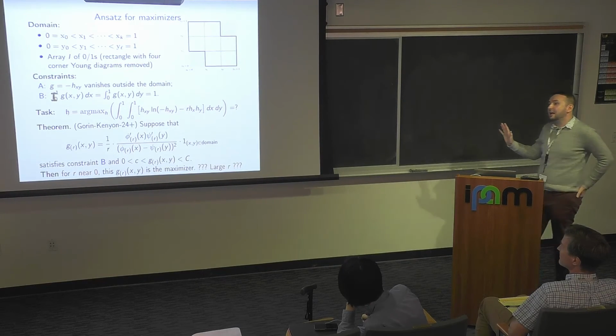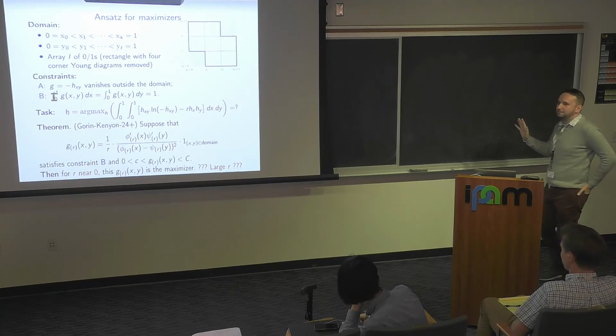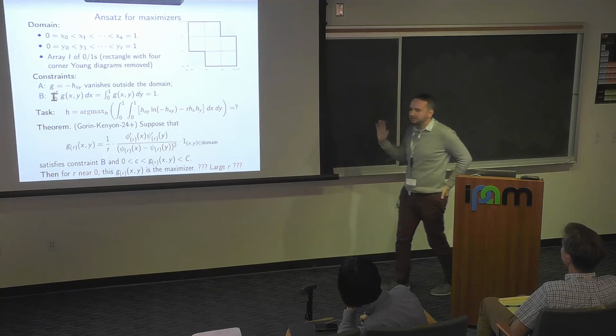Now, for large r, I actually don't know. Maybe there is more than one maximizer. What's happening there? It's unclear.